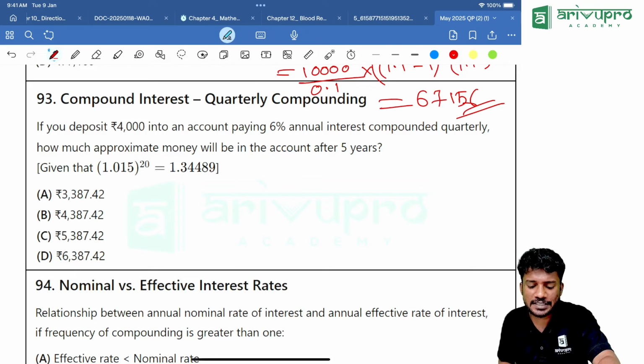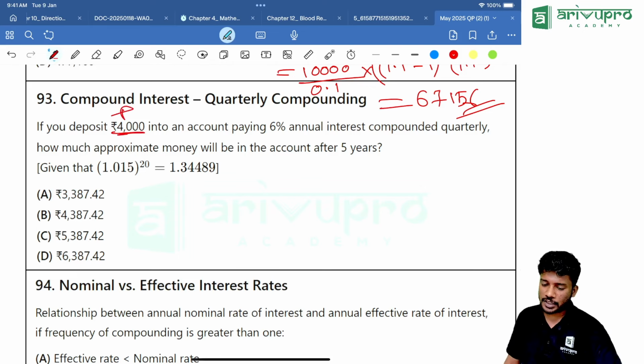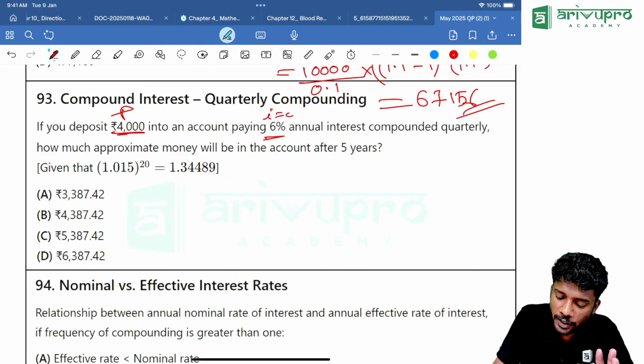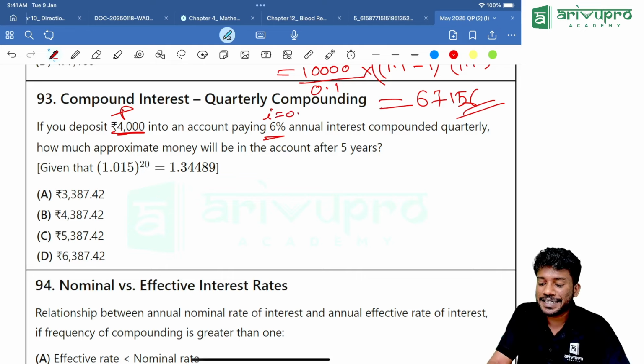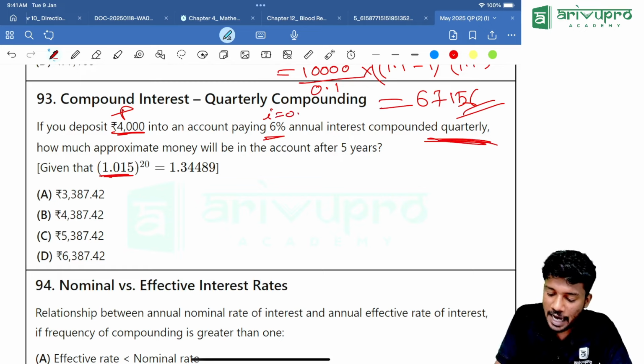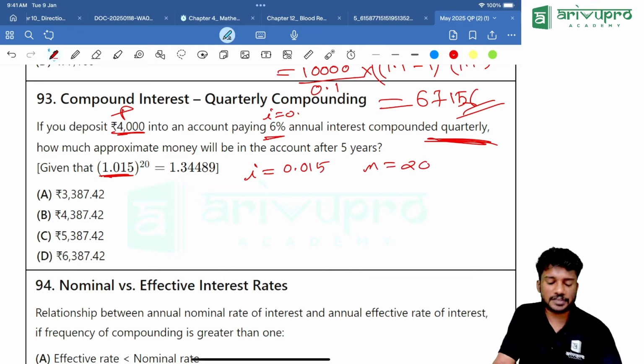So, what all things are given? P value is given. How much? 4,000. That is the initial investment you made. Then I value is how much? 0.06, but it is compounded quarterly. Everything is given directly. I value is 0.015. Then N value is 20. Based on this, get me the answer.